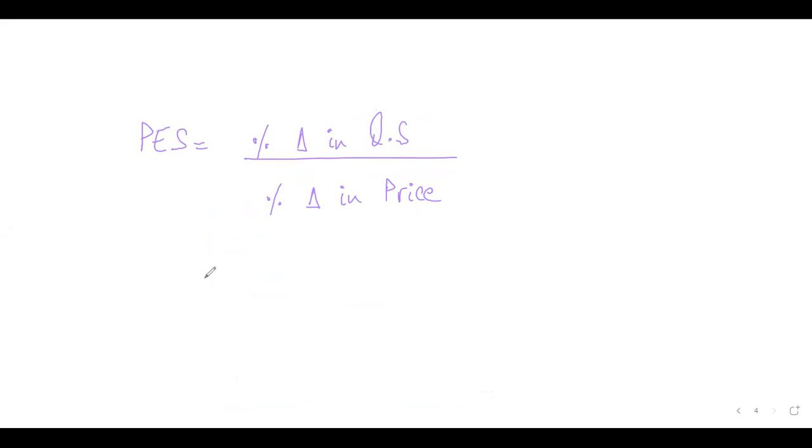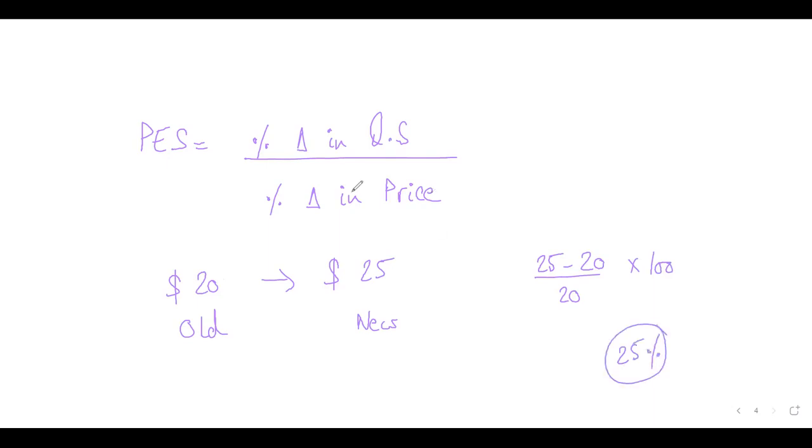Now, price is changing from $20 to $25. So how do you calculate the percentage change in price? This is the new one and this is the old one. New minus old divided by old, into 100, right? So that will give you 5 over 20, which is 25%. So there's a 25% change in price. Students, are you following me or not? So the change in price is 25%, right?